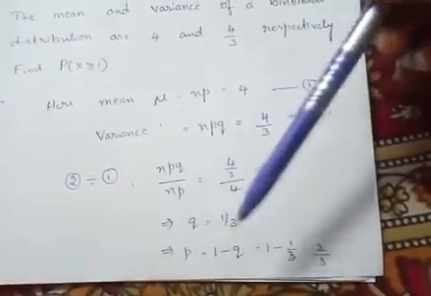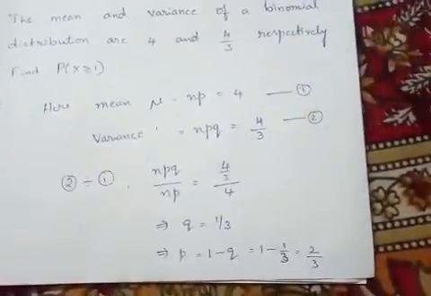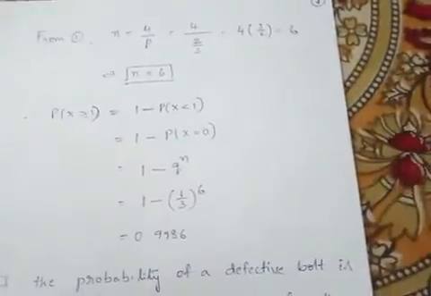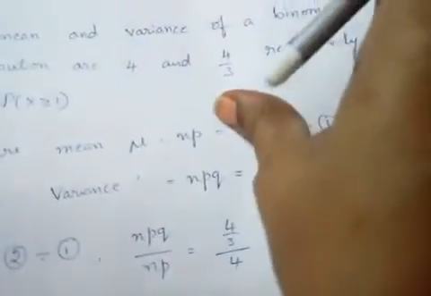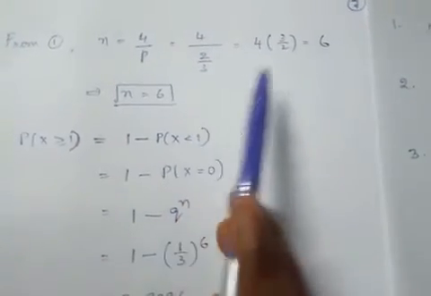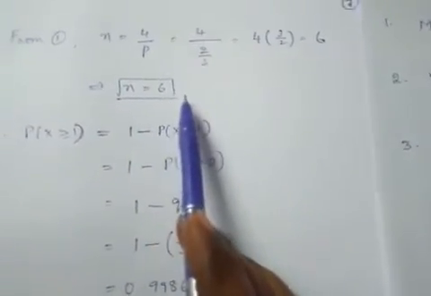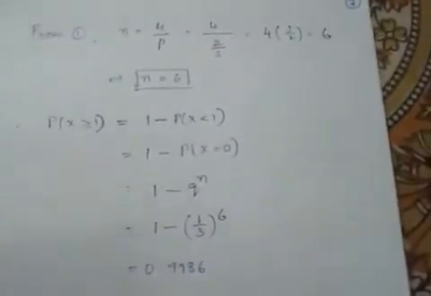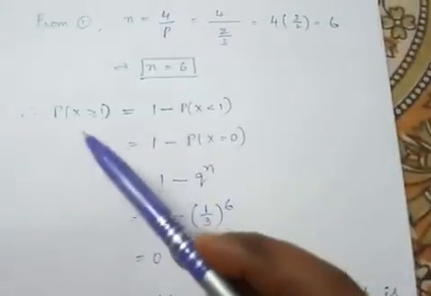So we can calculate the p value, we get 2/3. So we get p and q, and the n value from equation 1. Equation 1 is np equal to 4. So from equation 1, n is 4 by p. So 4 divided by 2/3, we get n value 6. So we have the n value, p value, and q value. By using those values we can calculate the probability of x greater than or equal to 1.